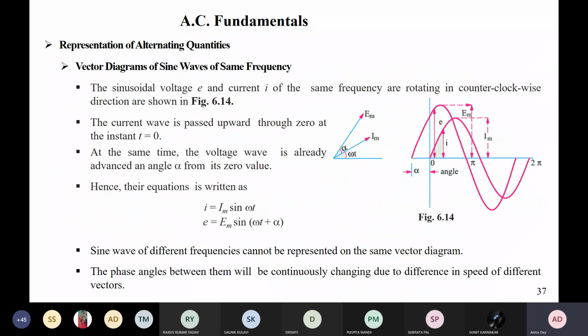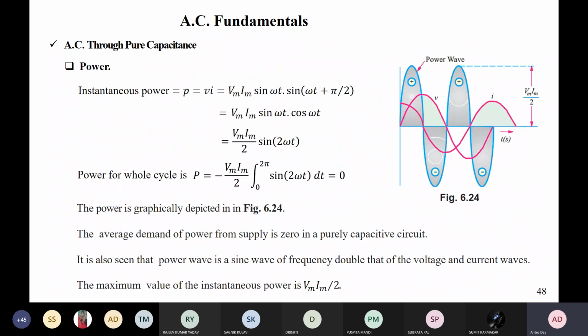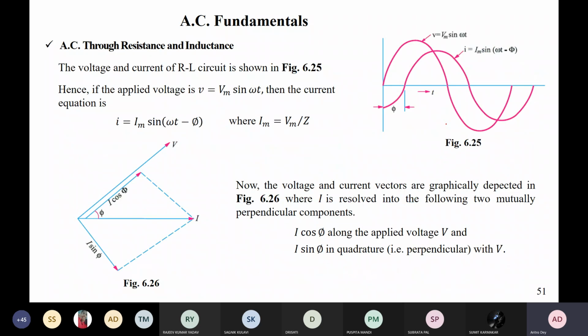From the next class, we'll go through this part, the AC fundamentals, very quickly, and we'll solve a few problems which are there in your midterm.